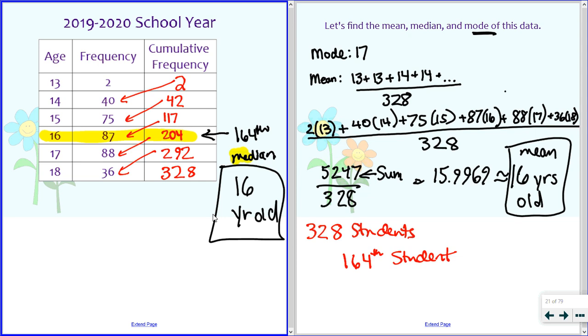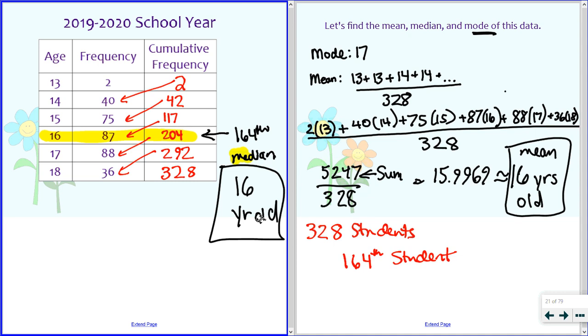So if we put all the students in order, so this whole big line of students, we would have a 13-year-old and another 13-year-old, then all the 14-year-olds and all the 15-year-olds. Well, the 15-year-olds only count us up to 117, but our median student is half of our total. Our median student is right in between the 164th and 165th student. And so that person is going to be among our 16-year-olds. So this 164th student is going to be 16. So that means our median is 16 years old.